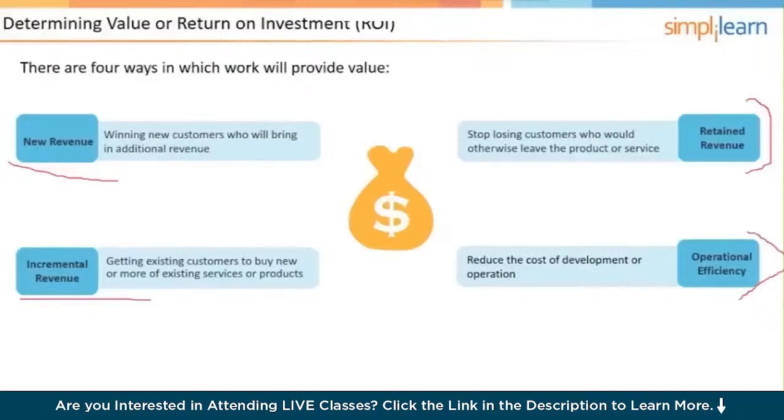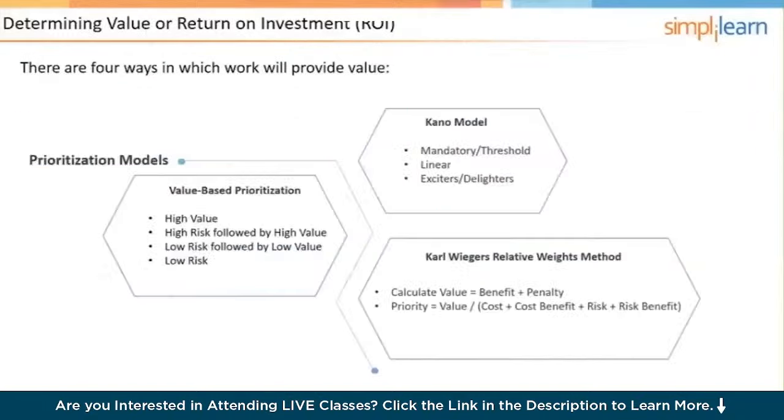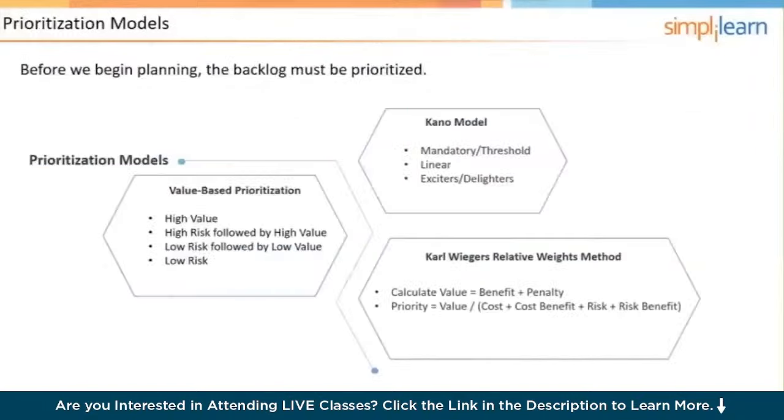So this then leads us to a discussion about priorities, recognizing that there are some priority concerns that come from both the customer domain as well as the technical domain. And there are some prioritization models. If we look right here, there is value-based prioritization, and the hierarchy of that would be high value, followed by high risk, followed by high value, and then low risk, followed by low value, and then low risk.